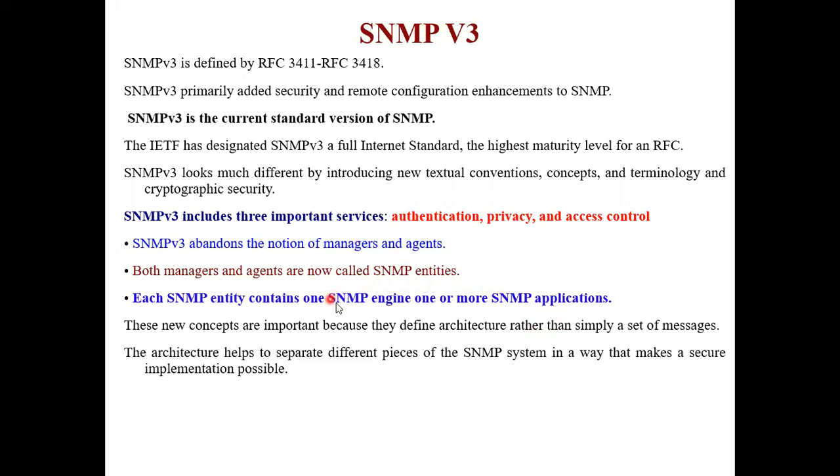So that's why the architecture was also changed in case of version 3. What was in version 1 and 2? Those 5 or 7 messages, sending requests, sending replies and responses, and the trap message, all these normal things were happening. Now here those functions are in the form of an application.